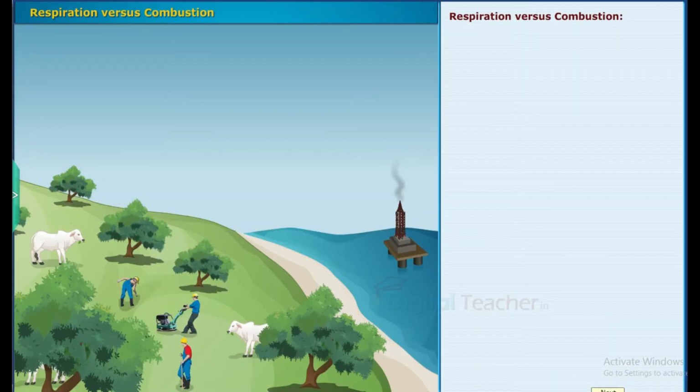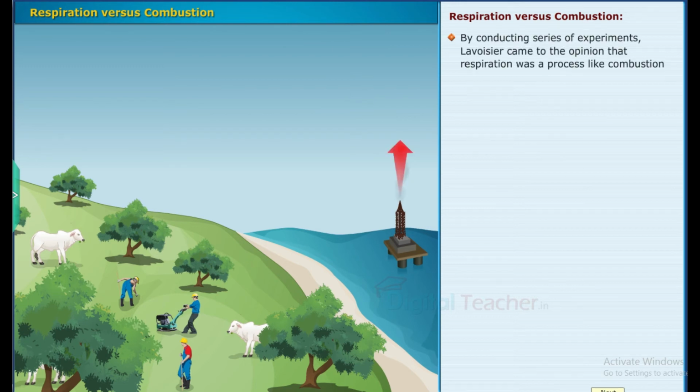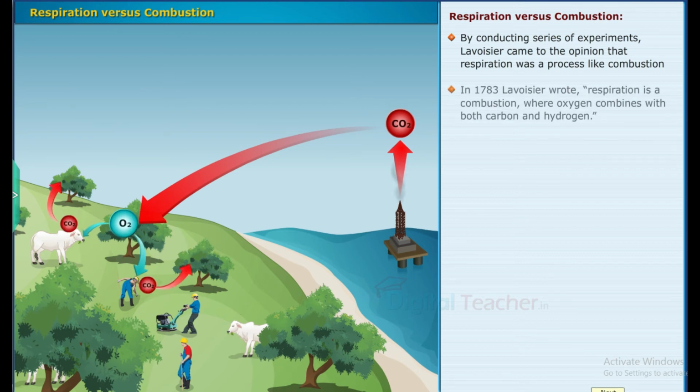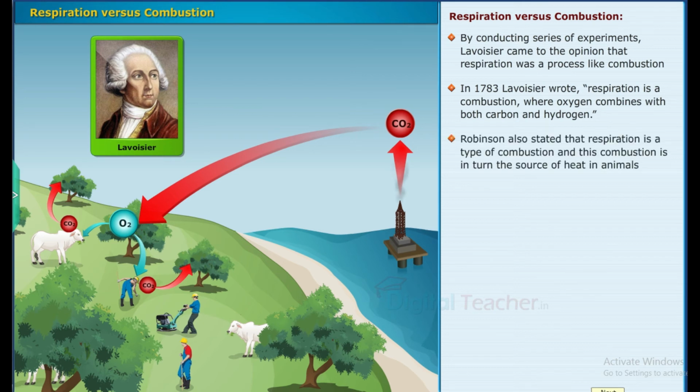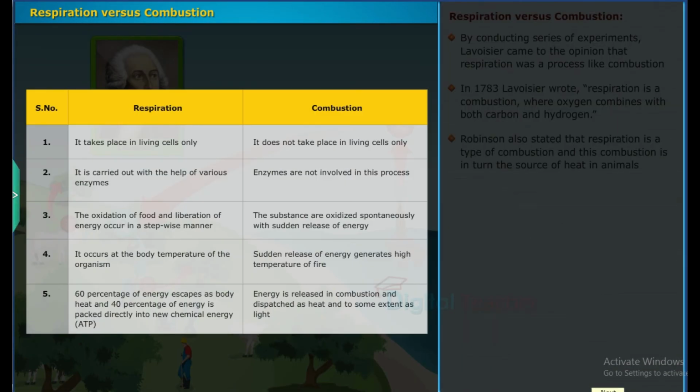Let us discuss the differences between respiration and combustion. By conducting a series of experiments, Lavoisier came to the opinion that respiration was a process like combustion. In 1783, Lavoisier wrote, "Respiration is a combustion where oxygen combines with both carbon and hydrogen." Robinson also stated that respiration is a type of combustion, and this combustion is in turn the source of heat in animals. The main differences between respiration and combustion are shown on the screen.